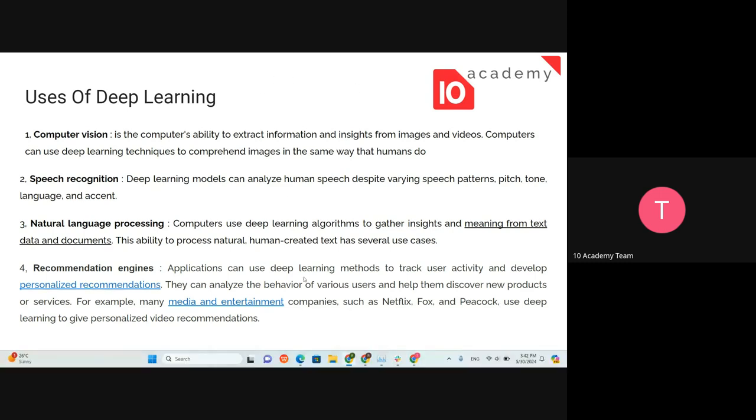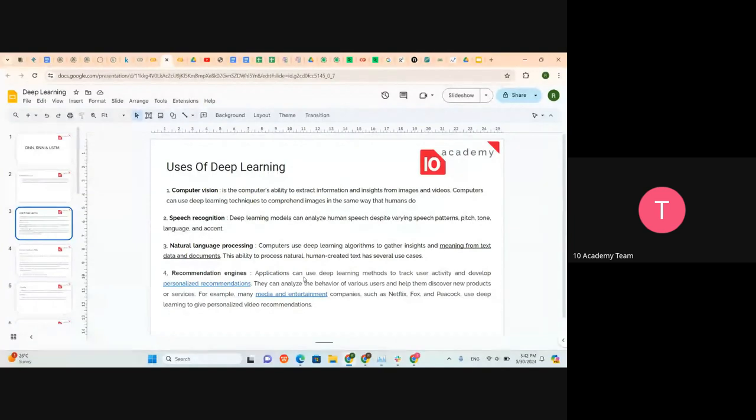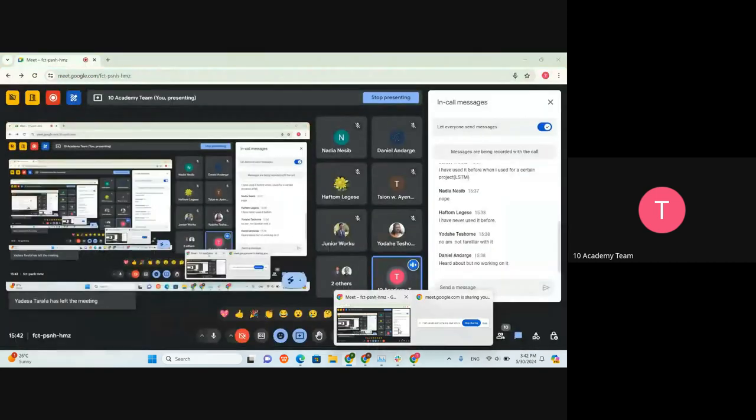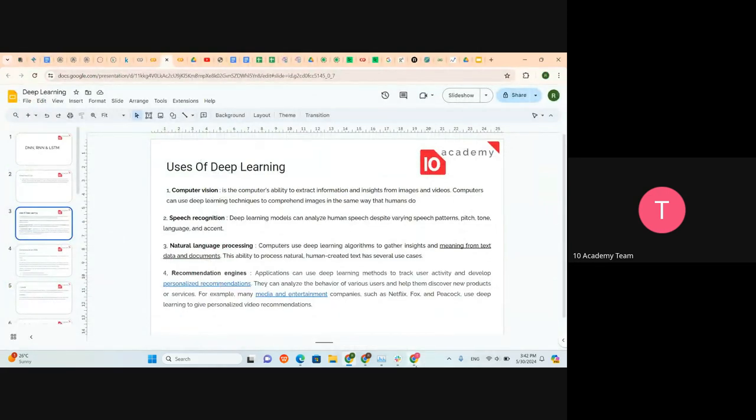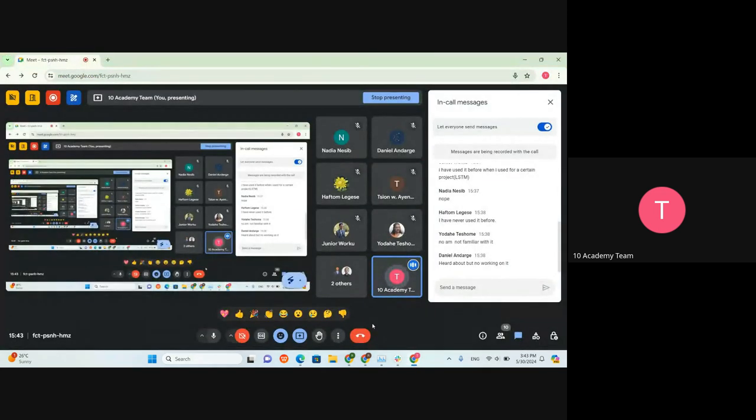So we can just put, for what functions or for what purpose do you think we are going to use, from the four listed uses of deep learning? For which one are we going to use deep learning for this week's project? I think it's simple, right? You can just write it in the chat. Computer vision, speech recognition, natural language processing, or recommendation engines. Which one do you think we are going to use? It's just simple.